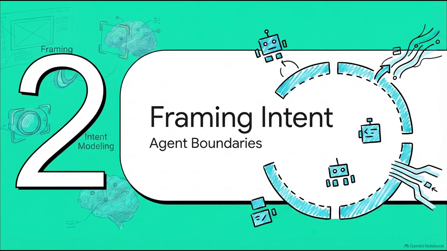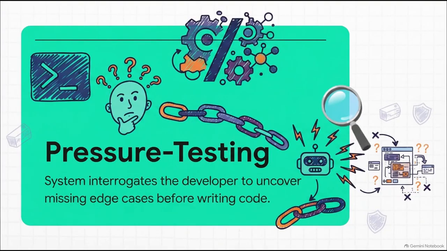Section 2. Framing and Intent Modeling, Shaping the Agent's Boundaries. All right, moving on from those basic keyboard mechanics, let's talk about the strategic deployment of power commands. This is where your human intent actually gets translated into strict constraints that an autonomous agent can reason against.